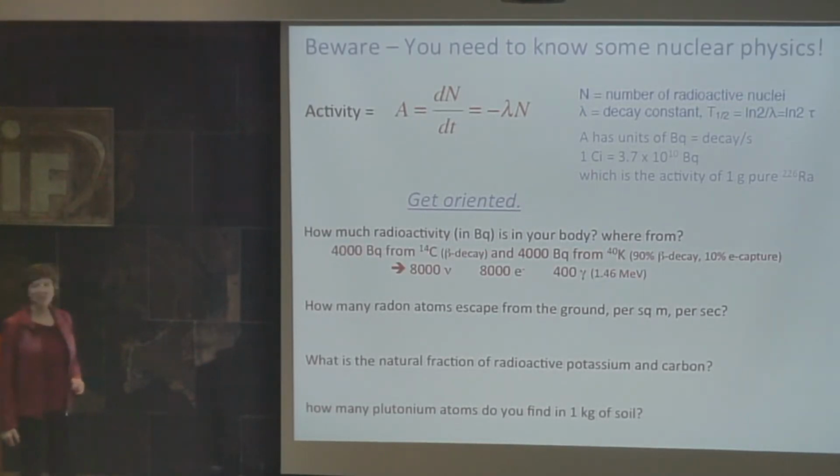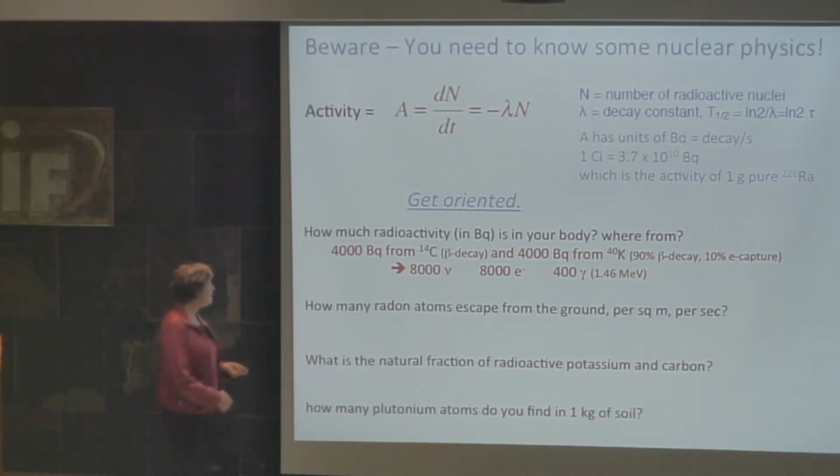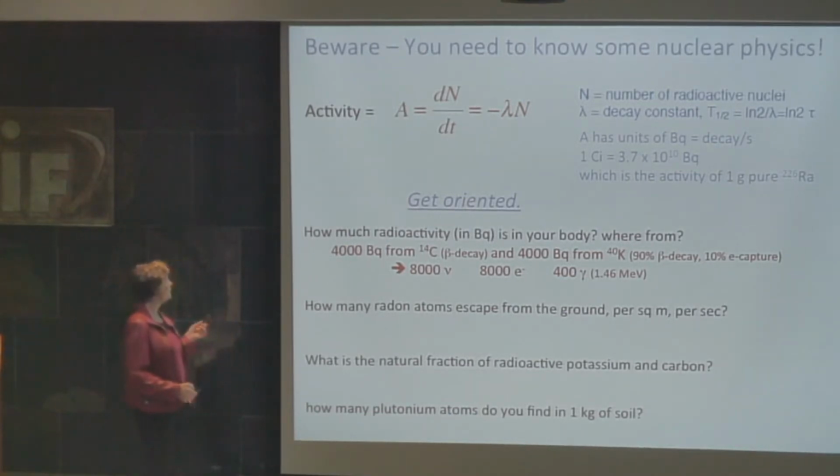About 4,000 becquerels from carbon-14 beta decay and another 4,000 from potassium-40. And that means that you are right now bathing this room, each of you, with about 8,000 neutrinos and 8,000 electrons and some gamma rays every second.